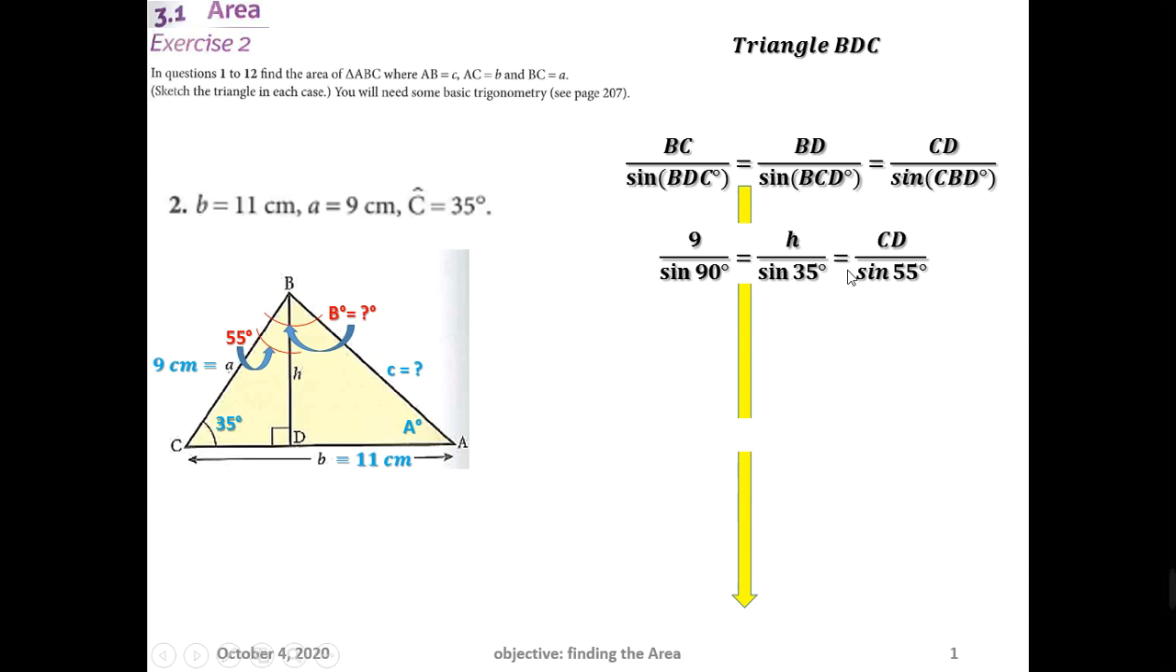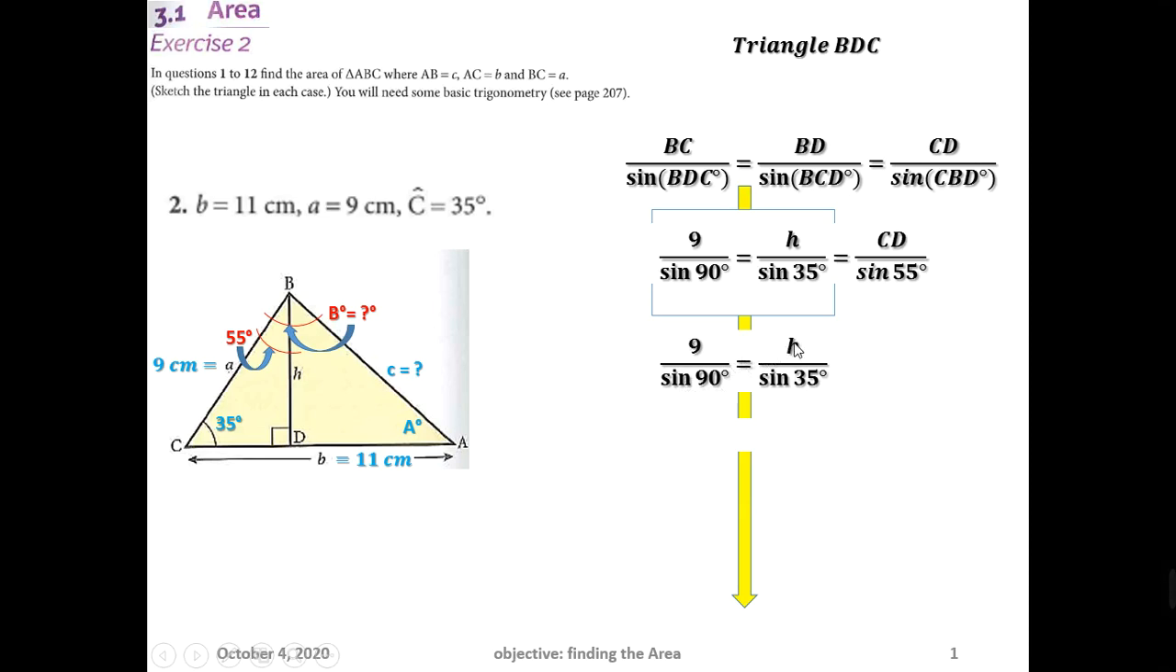So sine of 35 is equal to CD, which is unknown, over the opposite angle to side CD, which is 55. So sine of 55. Now, we want to find the height. The base is already known, which is 11 cm, and we need to find the height. So we're going to ignore the third fraction and we're going to take the first two fractions as following. And then we're going to apply the cross multiplication.